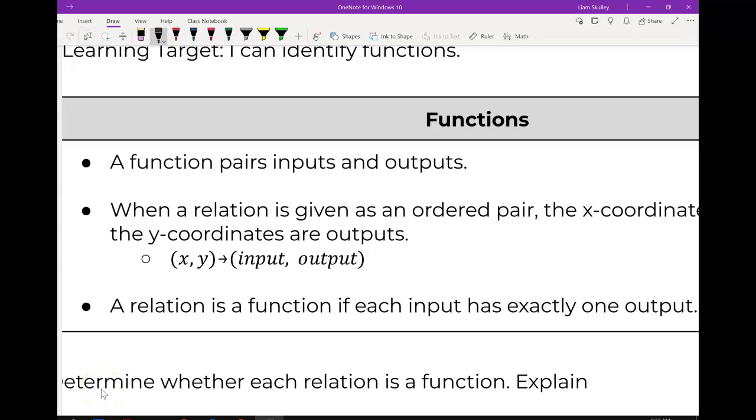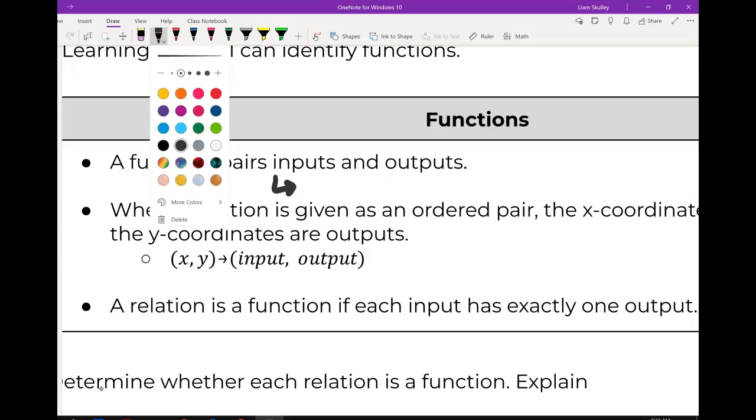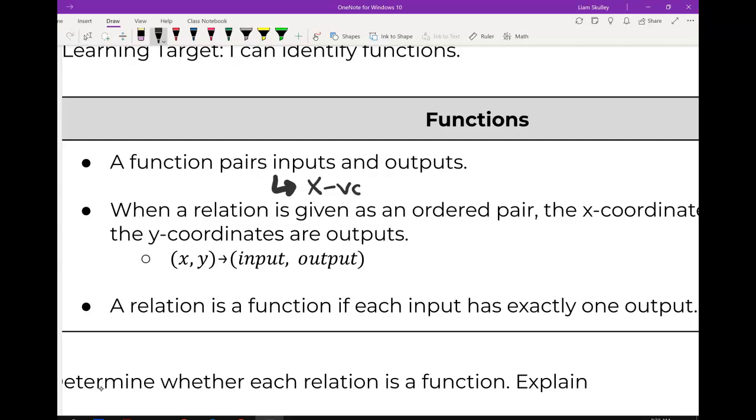And most of the time, our inputs are going to be x values, so numbers for x. And outputs are going to be y values. So a function, what it is, it pairs an x value with a specific y value. And the bullet point below is a more formal definition of what it is.